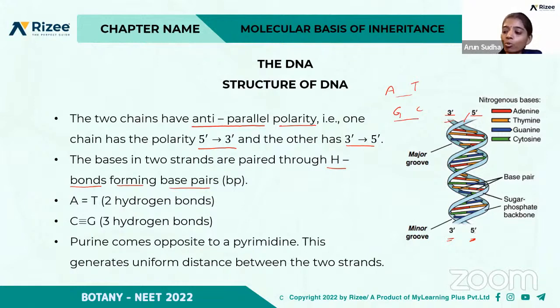So there are two grooves. One is called the major groove, the other one is called the minor groove. So these are the base pairs and the sugar and phosphate backbone is in this blue structure. Okay.